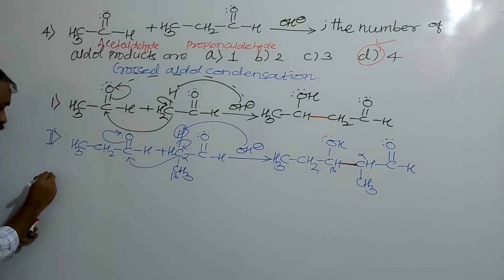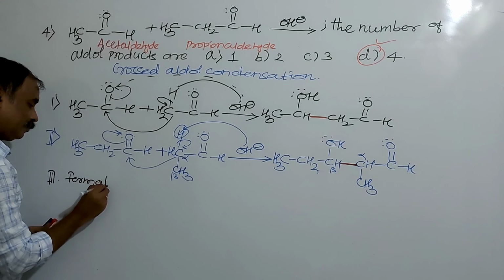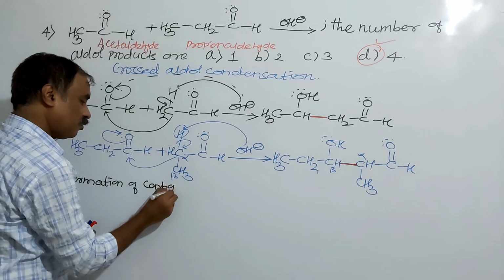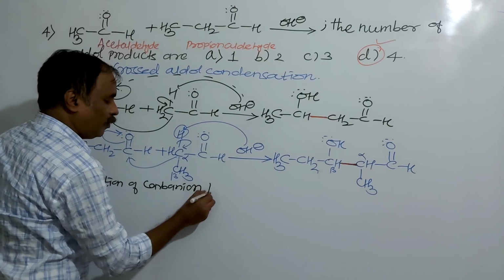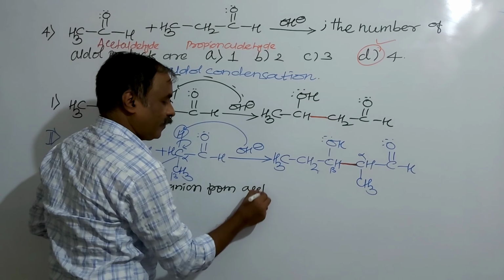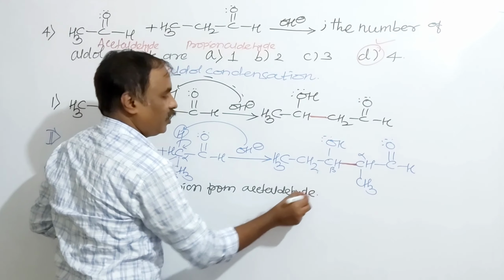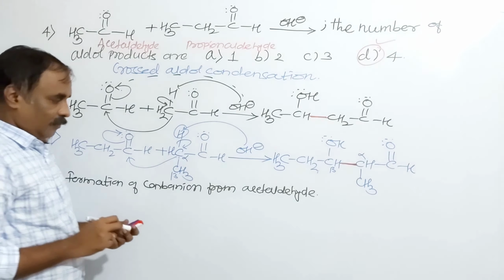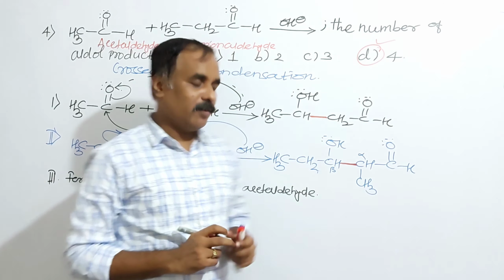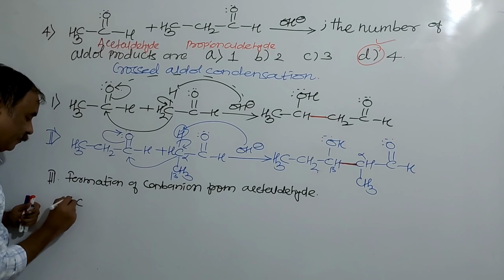Third, formation of carbanion, now crossed, from acetaldehyde. Formation of carbanion from acetaldehyde and then attack on propionaldehyde. So first I have to write propionaldehyde.